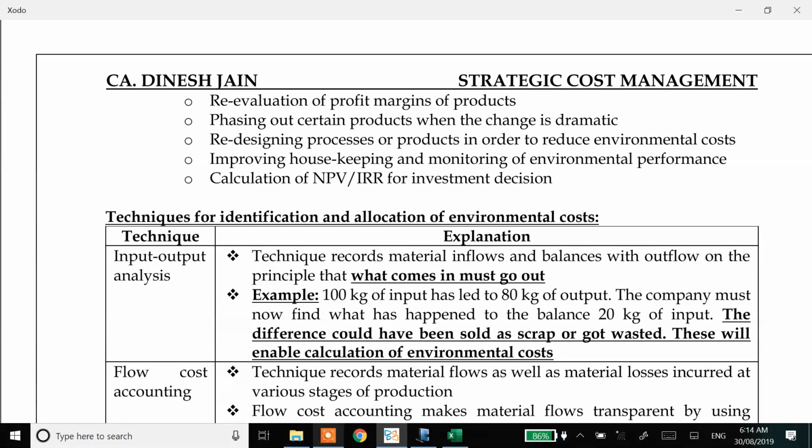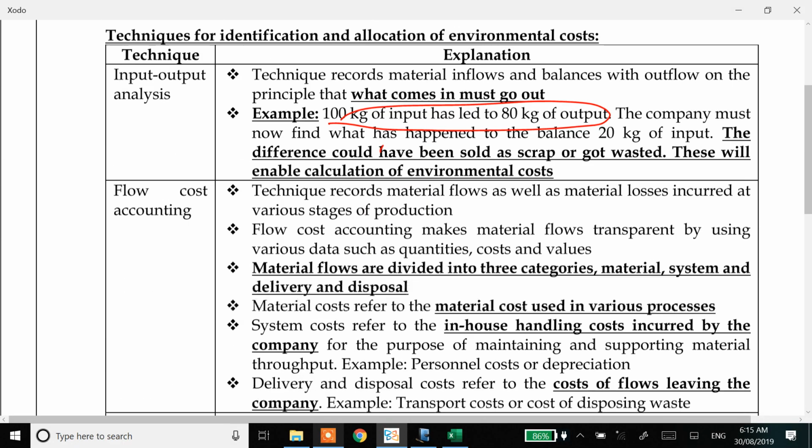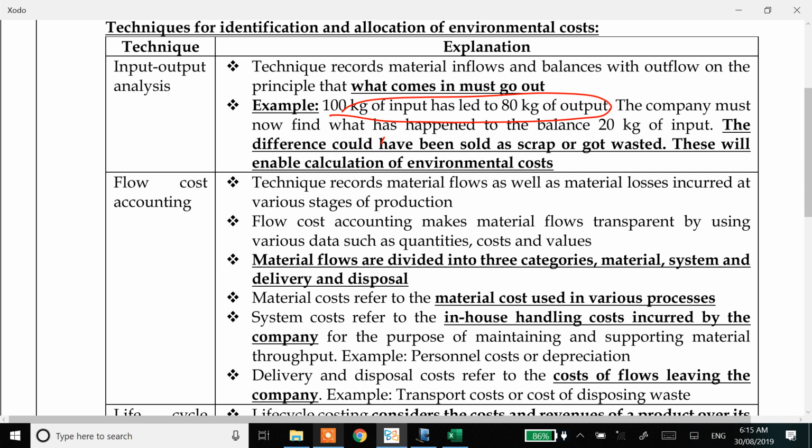In an input-output analysis, you will measure how much input has gone into the process and how much output has been manufactured, and in the process what kind of wastage has happened by the company. Example is 100 kg has led to 80 kg of output. So there is a 20 kg of wastage which has happened. This is one technique called input-output analysis, which will measure how much input has gone into the process and how much output has come out of the process and what kind of waste the company has done. You should try to minimize the wastage of resources to the extent possible.